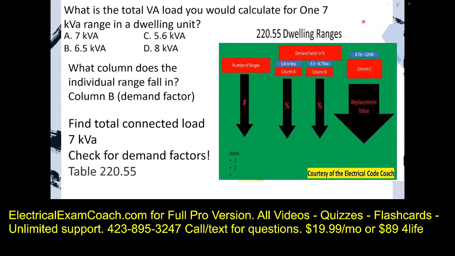When we head back to our table, we're going to start on the left-hand side and find our number of ranges. Then we're going to cross over and find our multiplier. And when we do that, we find that it's 80% for one range. Now, let's do the math. We take our 7 multiplied by our demand factor, and that gives us our new reduced load. And we select C.